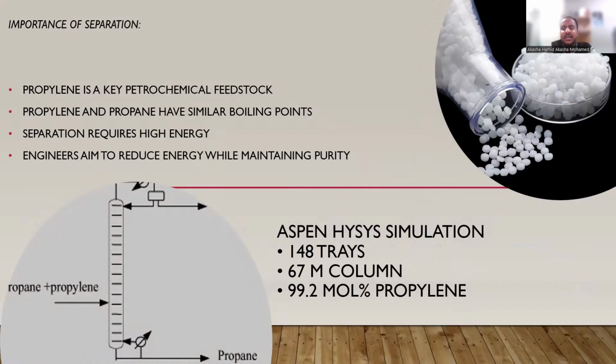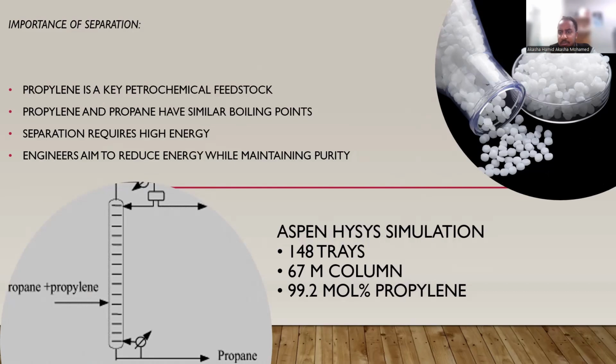Moving on, propylene is one of the most important raw materials used to manufacture plastics, fibers, and many petrochemical products. However, separating propylene from propane is extremely difficult as they both have very similar physical properties and low relative volatility.